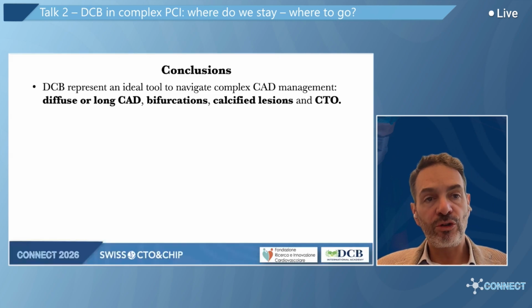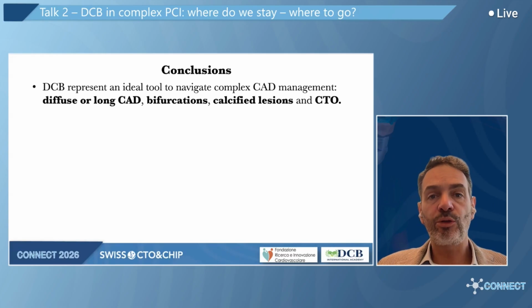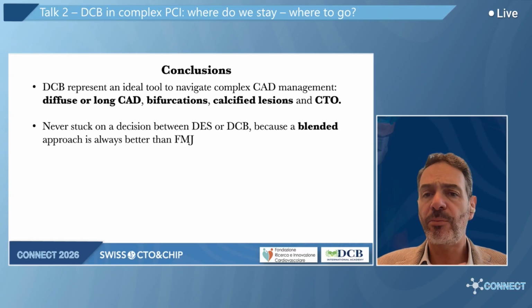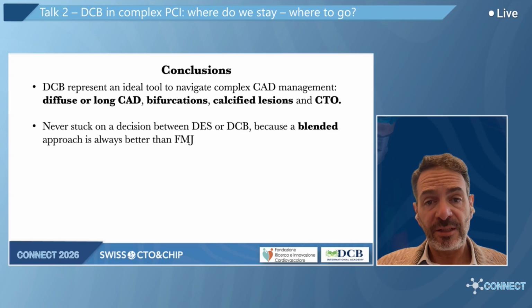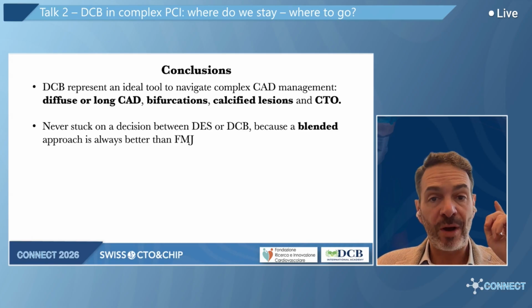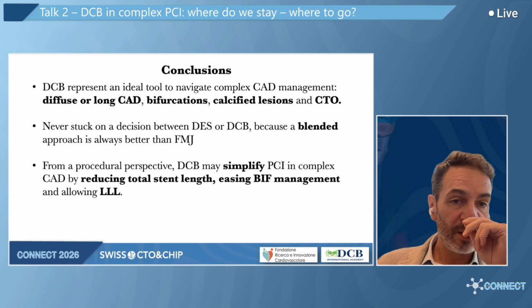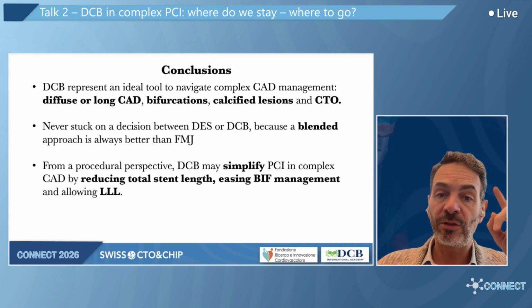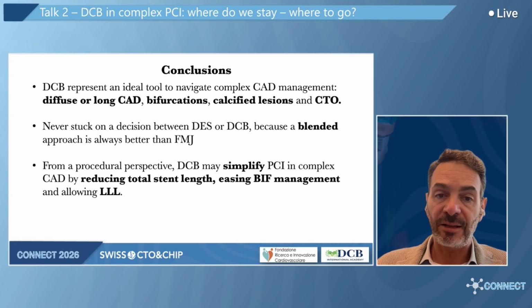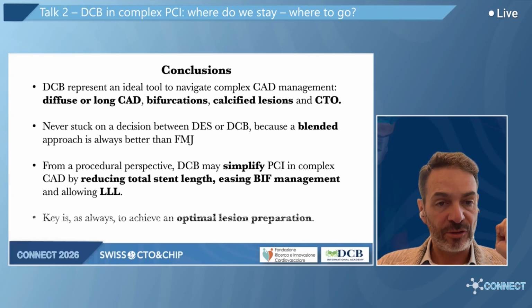So my conclusions: DCB now represent an ideal tool to navigate all of the complexities of coronary artery disease patients. But you don't have to get stuck on a decision, DCB or DES, at the beginning. You only have to prepare the lesion, and then you take your decision in the end. And putting a stent, if it's short in a large vessel, is not a big deal. That stent is not going to get occluded, but you have to avoid full metal jacket. From a procedural perspective, DCB may simplify the PCI in some complex settings by reducing total stent length and easing bifurcation management.